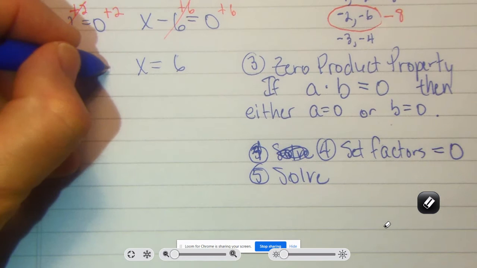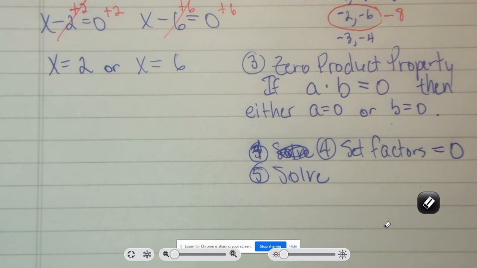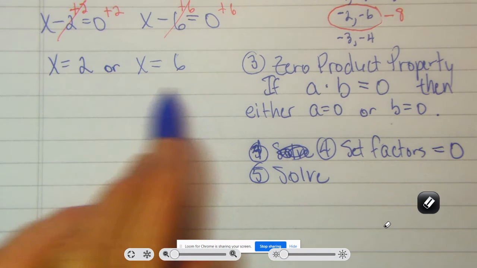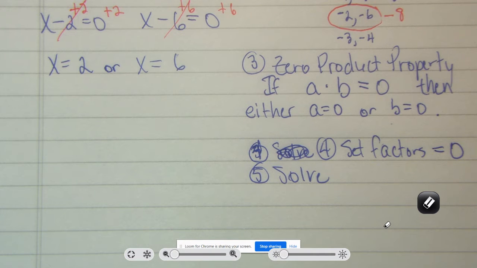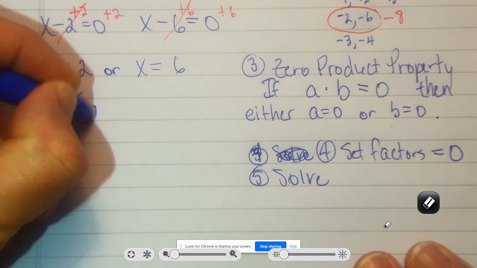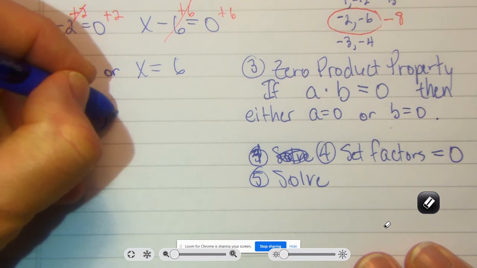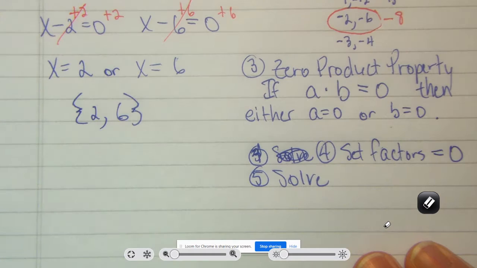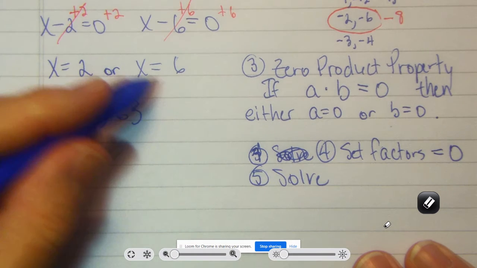So my solution has two answers, just like I showed you a minute ago, that it crossed the x-axis in two places. Those are the two places it would cross the x-axis, at 2 and at 6. So my solutions are 2 and 6. And I'm not going to have to worry about the graphing side of it for this lesson, but I will say in set notation, my solution is 2 or 6. Okay, and it can be either one of those.